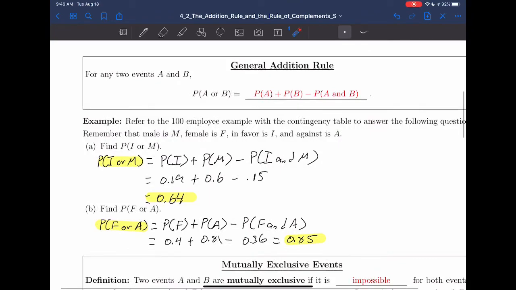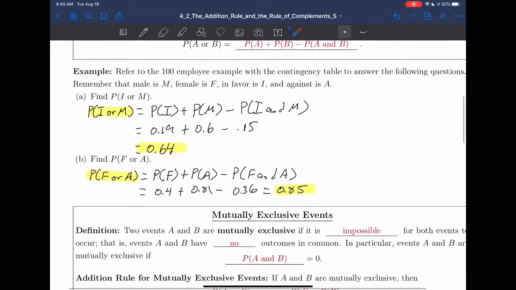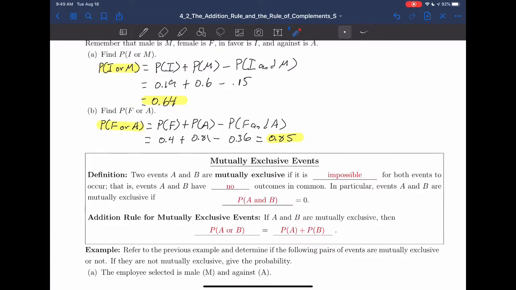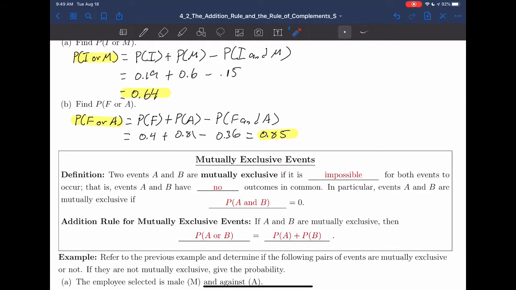Another thing I want to talk about is something called mutually exclusive. Mutually exclusive just means that if A and B are two events, it is impossible for both of the events to occur at the same time. So that's what it means to be mutually exclusive. Another way of saying this is that the events A and B have no outcome in common.